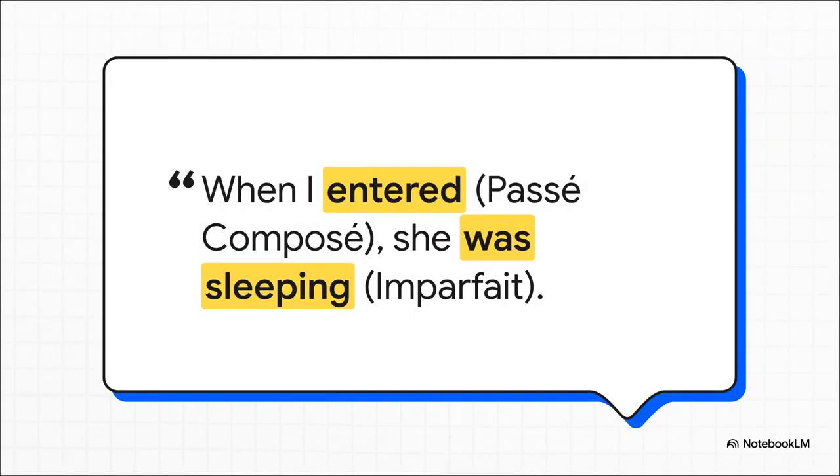Check out this classic example. When I entered the house, she was sleeping on the sofa. So, what was the background situation? She was sleeping. That's an ongoing state, right? Imparfait. And what was the interruption? I entered. That's a single completed action. Passé composé. See how they work together? It creates a full, vivid picture.